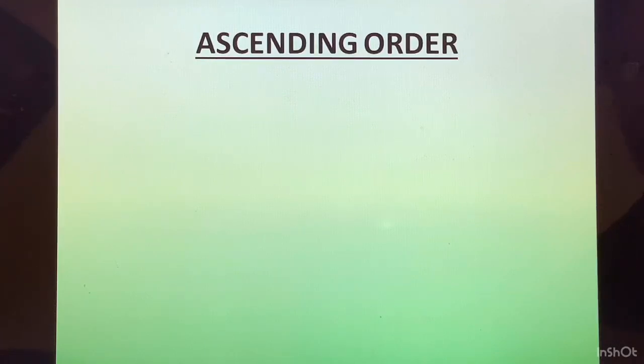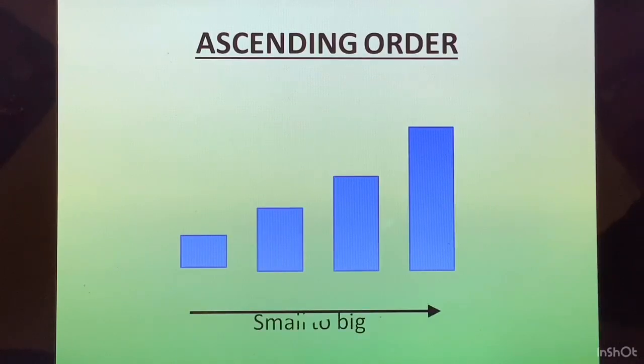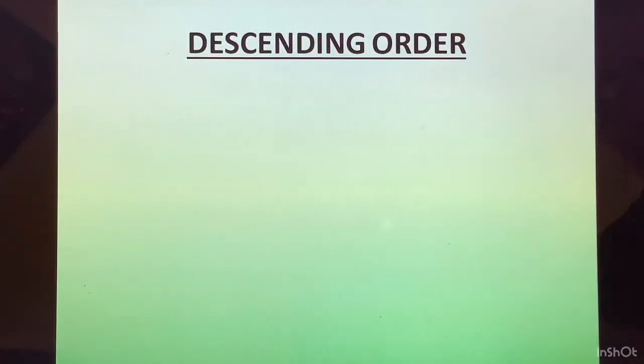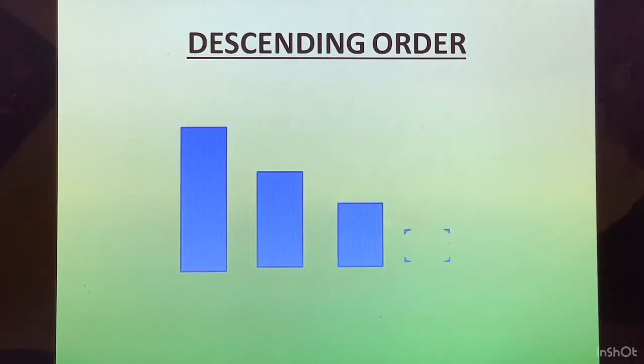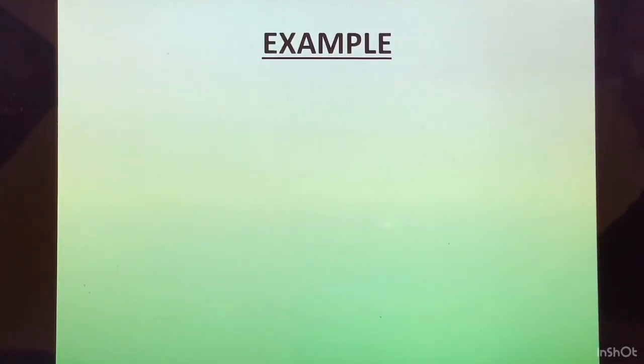Ascending order. Ascending order is moving from a smaller number or a smaller thing to a bigger thing. So to remember, when we have to write in ascending order, we move from small to big. Then descending order. Descending order is moving from big to small. So when we move from left to right, it is moving from big to small. Now how will we implement this with our numbers? Let us take an example.